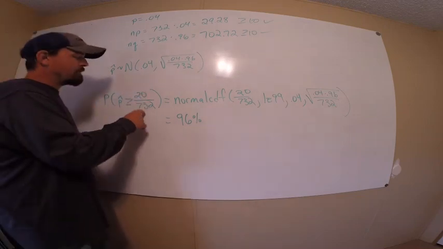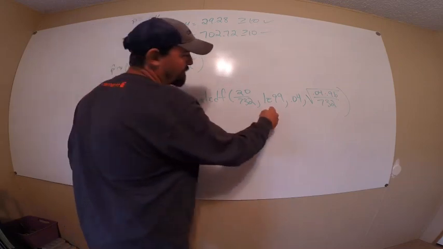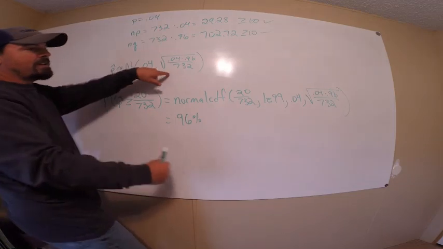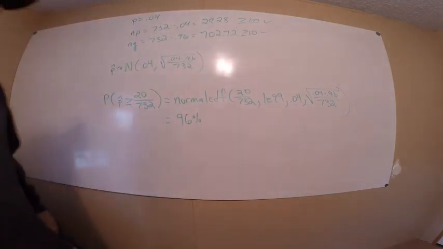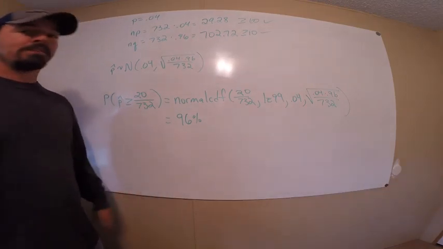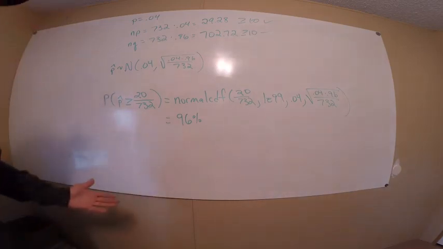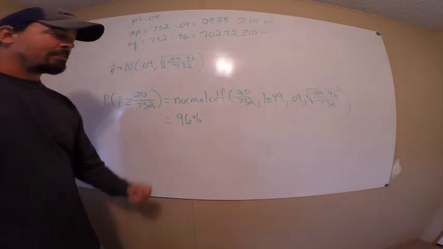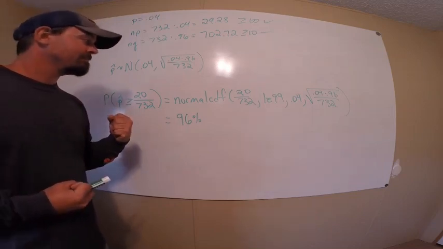We want it to be greater than or equal to 20 over 732. So lower bound, 20 over 732. Upper bound, 1E99. Our mean here, 0.04. Our standard deviation, square root of 0.04 times 0.96, all divided by 732. You type that in your calculator, you should get approximately 96%, right? It'll be 0.9599 something. It rounds up to 96%. So there's a 96% chance with a sample size of 732 that they find at least those 20 children they need to do their research study.